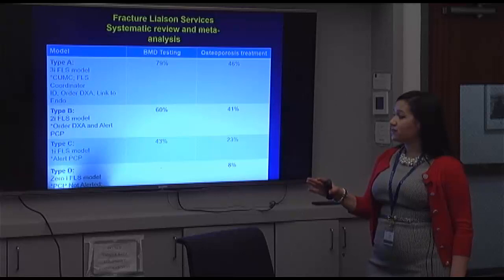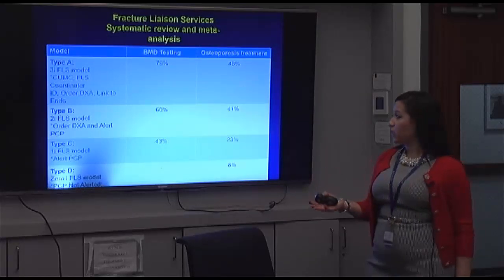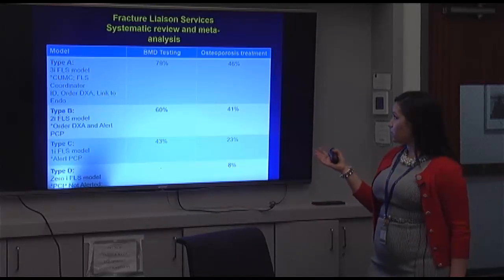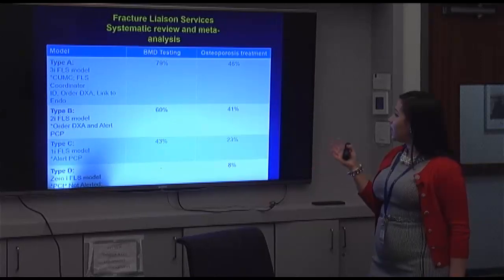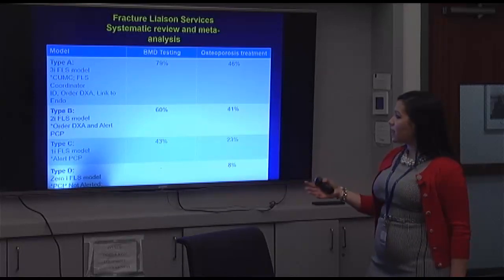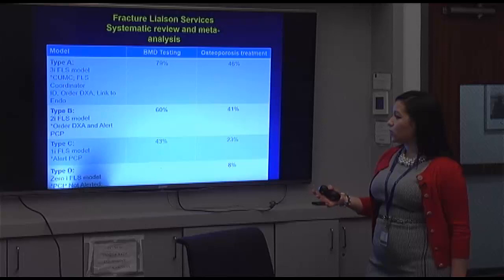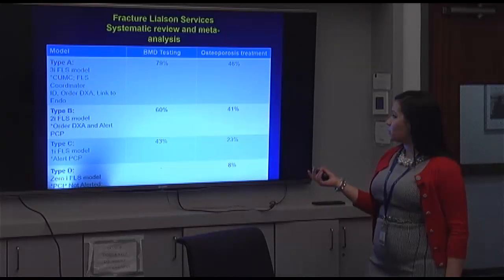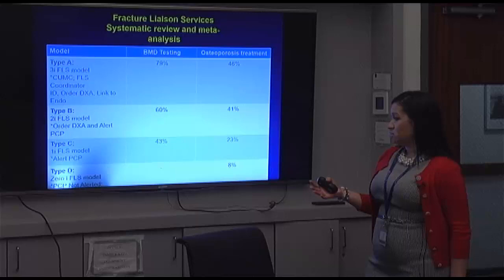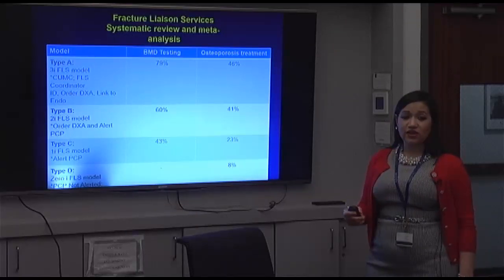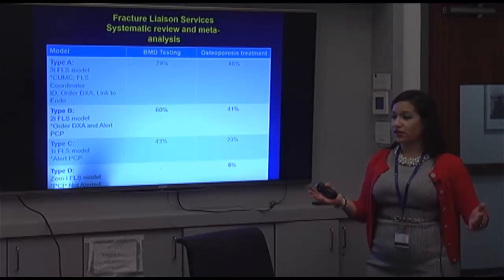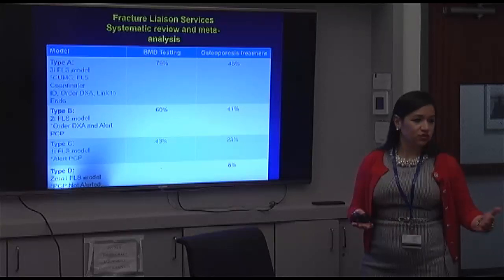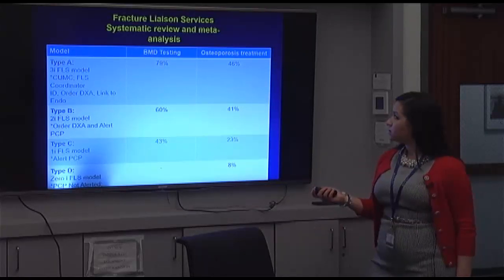The second type of level, which is not as in your face, is type B, where you just order the bone density and then you alert the PCP, and you could tell the rates for DEXA testing and osteoporosis treatment are less. And then type C, where you just alert the PCP alone, and you're looking at an osteoporosis treatment rate of less than 23%. And then type D, the PCP is not alerted. So I think in these models, the patient is just educated and left up to the patient to decide what to do next.